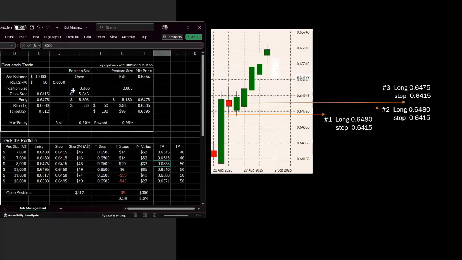Now, I hope you're understanding that these targets are automatically set. It's built into my spreadsheet. So if you had a risk of 1x, which is 60 pips, then this target is automatically adding 60 pips to our entry price, which is 64.75, and computing the profit target right there. Now, if you had set a 2-to-1, then your profit target would be 120 pips, in which case your target would be automatically computed at 65.95.